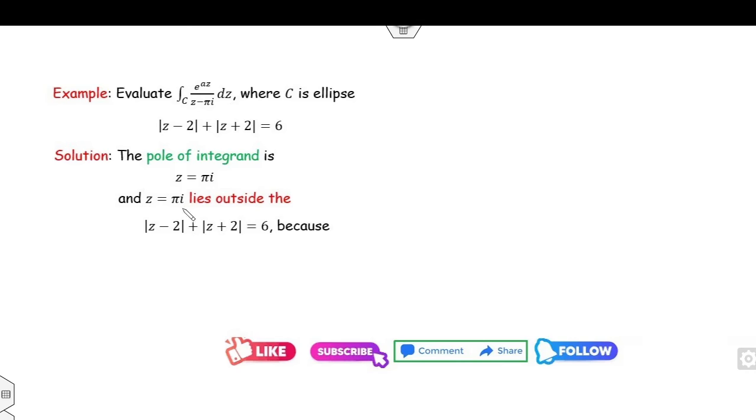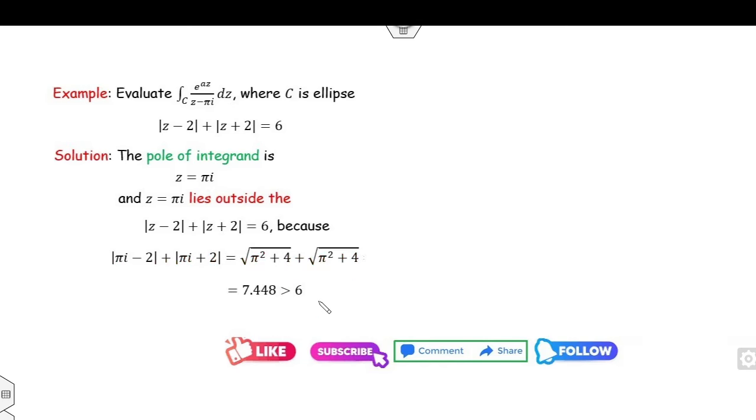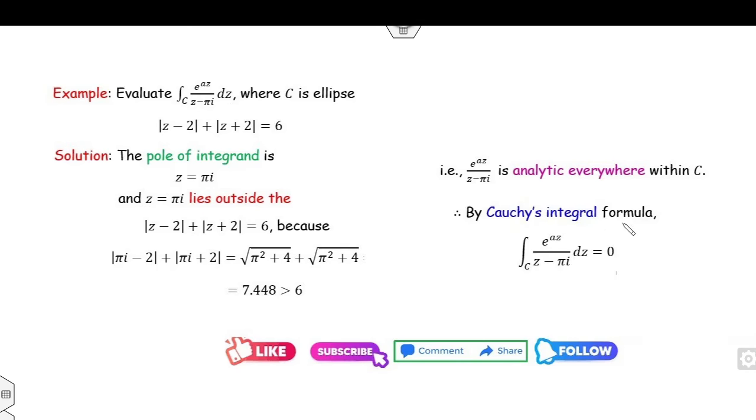Fine. Now I can substitute the value and we will see it lies outside. Why? Because we can calculate this number. With z equal to pi iota, we have |pi iota minus 2| plus |pi iota plus 2|. We all know how to find the absolute value of a complex number, as the square root of x square plus y square. So this part will be the square root of 4 plus pi square, and it is twice the square root of 4 plus pi square. After substituting the value of pi square and solving, you will see this value is 7.448, which is greater than 6. Therefore z is equal to pi iota lies outside the curve. Once it lies outside the curve and there is no pole inside the curve, the function is analytic. And once the function is analytic, the integration is 0 by using the Cauchy integral formula.